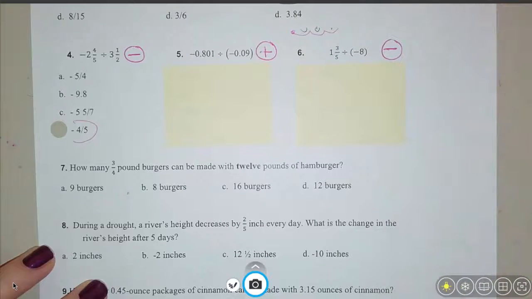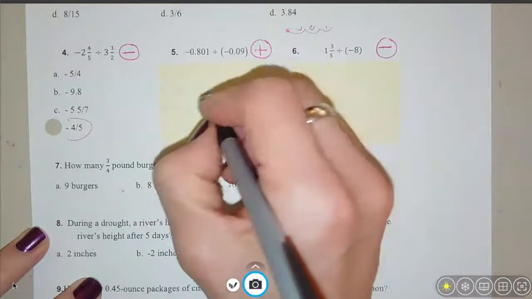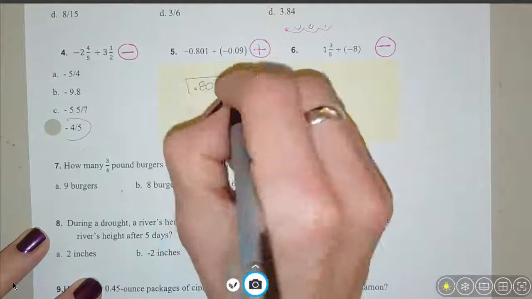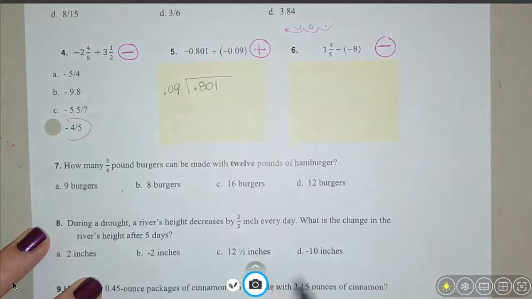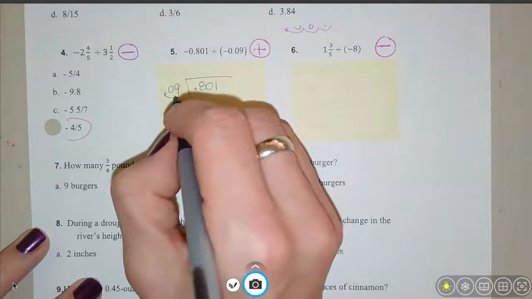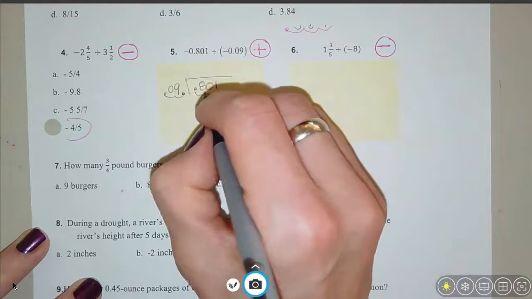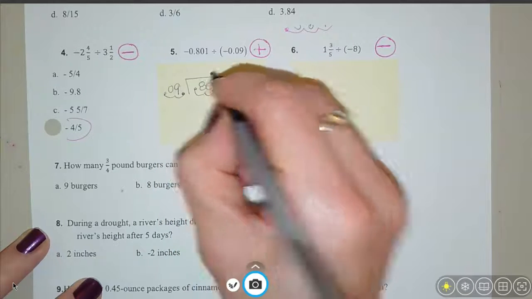All right, now I'm dividing decimals. So this is going to be 0.801 divided by 0.09. When I set this up, I want to get my decimal moved over, so this is a whole number, so I'm moving it over 2 places, which means I have to move this over 2 places and put it up in my answer.